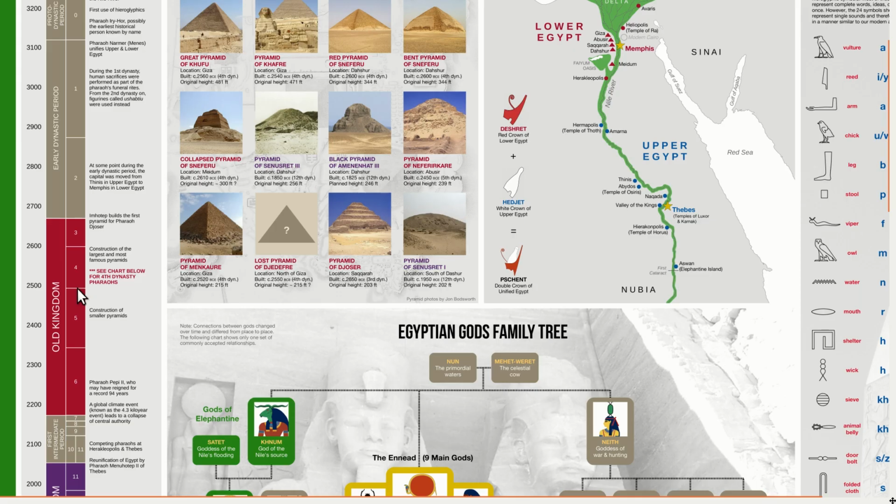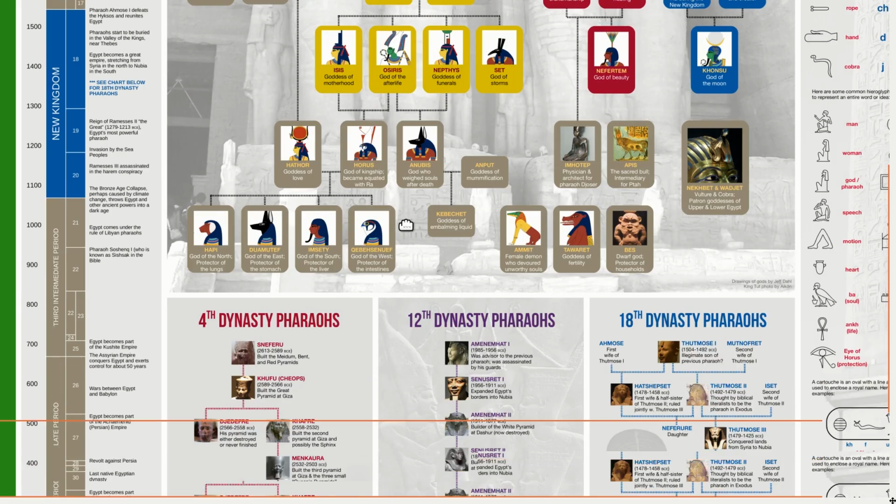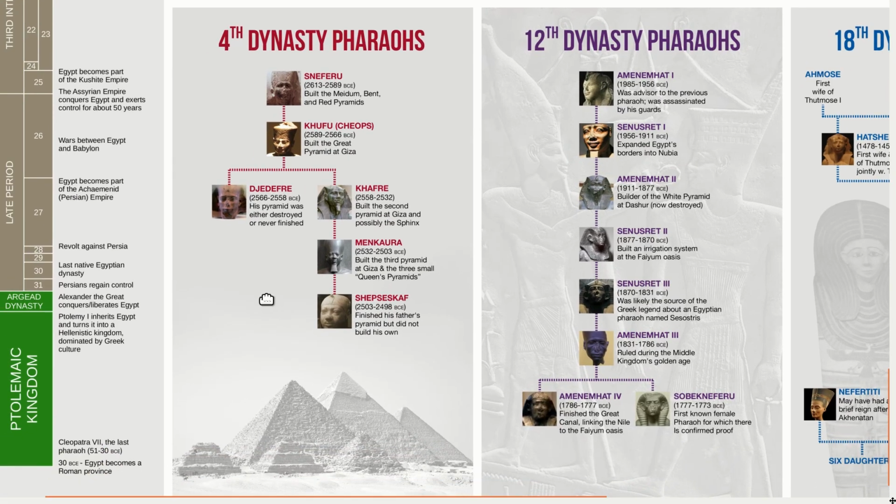The most important dynasty of the Old Kingdom was the fourth dynasty. And we're going to go down here to the fourth dynasty family tree. It was during the fourth dynasty that most of the really big pyramids in Egypt were built. So the first pharaoh here that we need to know is Sneferu. Again, I apologize if I'm not getting the pronunciation quite right. He was one of the first to build really large pyramids.